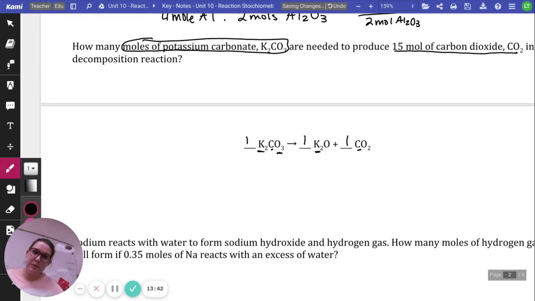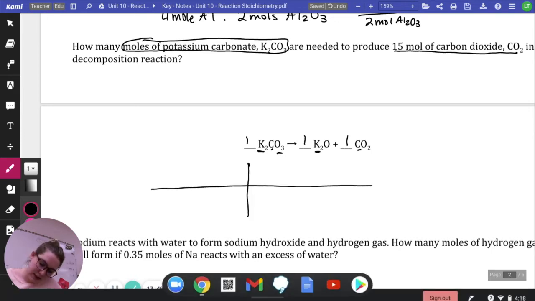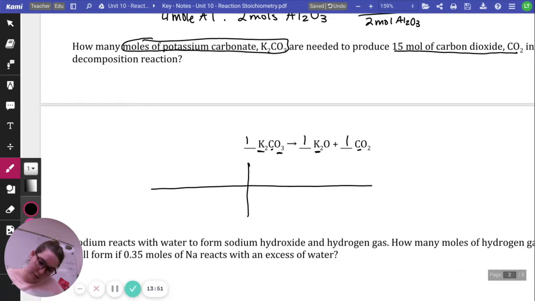Now, after we have our balanced chemical equation, we are going to take what is given. In this case, I was given 15 moles of CO2. Now, is moles of CO2 what I want? No, my problem says I want moles of potassium carbonate. So since no, I'm going to drop it low and drop moles of CO2 down there, and move on to my next step.